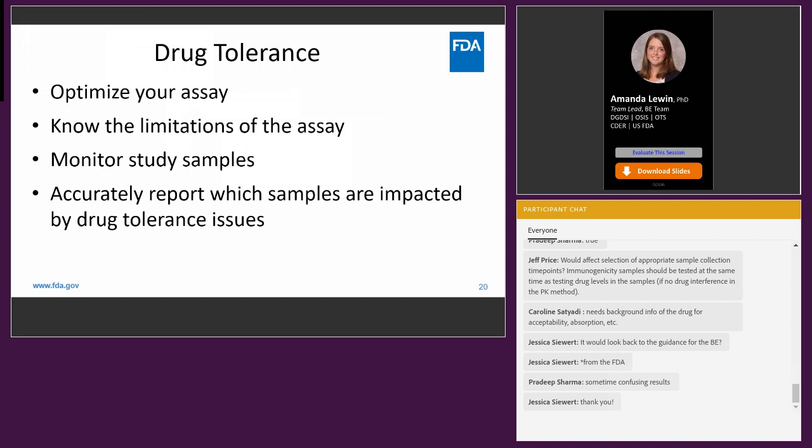So you would similarly do something like that for drug tolerance if available, but ultimately it's about transparency. So being upfront with your data, what limitations it could have and how that might affect the study samples. And all of this is taken into account by the agency when analyzing and evaluating the data that is submitted.